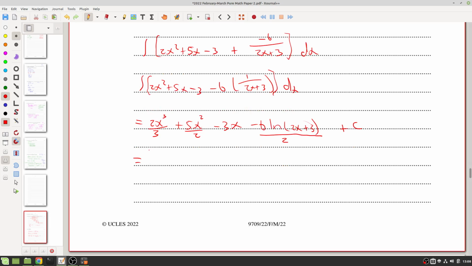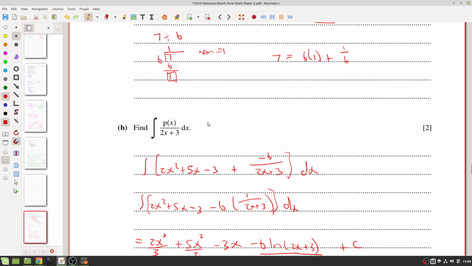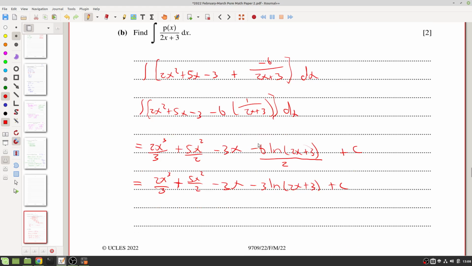And then let's just simplify this a bit. Well, there's not much to simplify. Only thing we can simplify is this division part here. So we have 2x cubed over 3 plus 5x squared over 2 minus 3x and minus 3 ln 2x plus 3 plus some constant. All right, good.